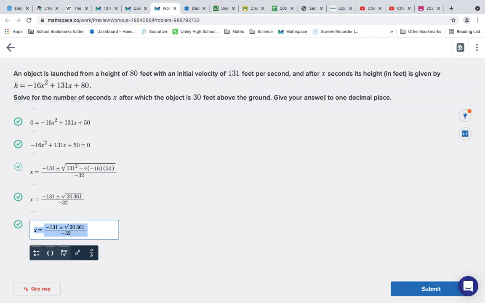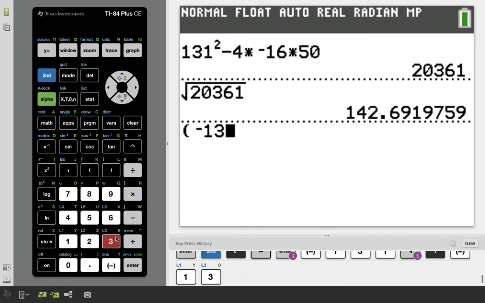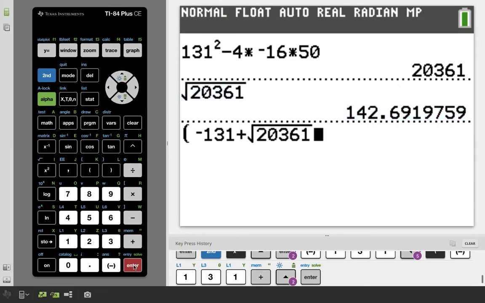Now it wants answers to one decimal place. Okay, now what's interesting is that one of these answers will be a negative number because of that square root there. Well, we'll just go to the calculator and I'll show you. Minus 131 plus the square root of this number, which I've just worked out, and this whole thing has to be divided by minus 32.